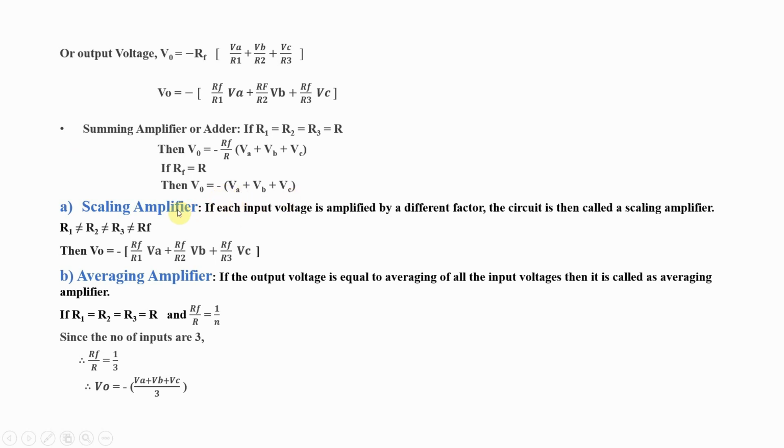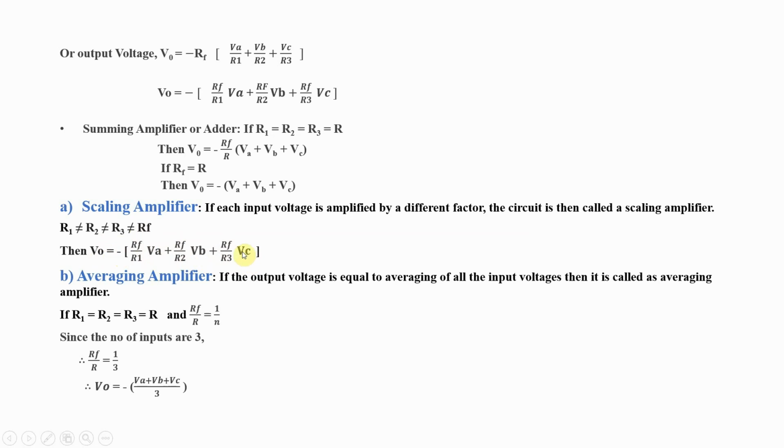The summing amplifier is also known as a scaling amplifier. If each input voltage is amplified by a different factor, the circuit is then called a scaling amplifier. This means all the values of the resistors R1, R2, R3 and RF are not equal. Then what is the equation? V0 is equal to minus RF by R1 VA plus RF by R2 VB plus RF by R3 VC.